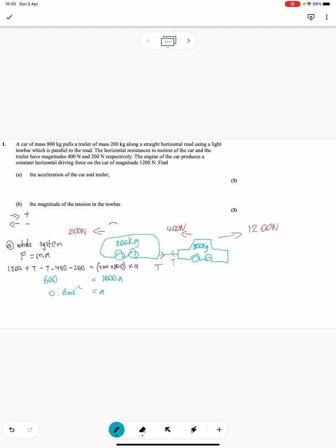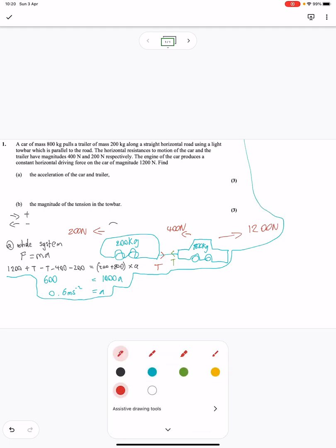That's part A. And then with part B, with part A, the thinking was, okay, let's use the whole system. But with part B, so that we get some sort of equation with tension involved, we'd look at just one of the particles and look at all the forces acting on it. So we have choices. We could either look at the car or we could look at the trailer. What would you prefer to look at?